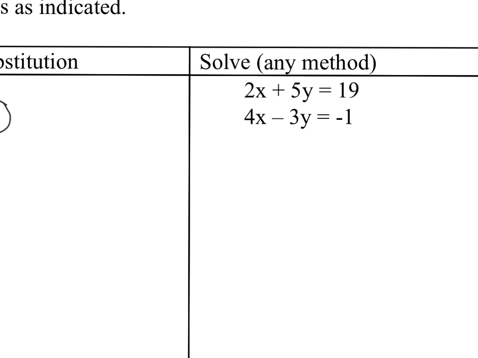Okay, and then solve using any method. You can use elimination if you want to, or you can use substitution if you want to. You can use substitution by solving for one of these variables, or you can use elimination by multiplying this guy by a -2, right? So that when you do that, you will get this, let me circle it in red.